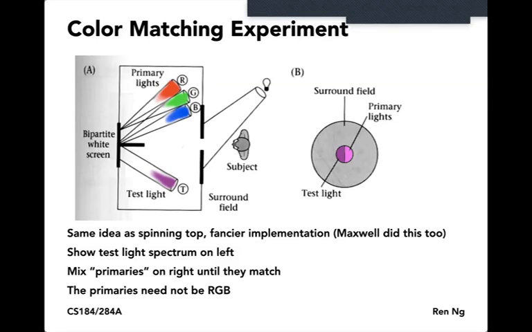The game is exactly the same. The color matching game is exactly the same. We provide a test light on one side, and we ask the human subject to adjust the intensity of the set of primary lights, whether it's 3, 4, or 5, until the human subject says that these 2 colors, the primary light combination and the test light, look exactly the same. Okay, so the primary lights do not have to be 3 in the color matching experiment.